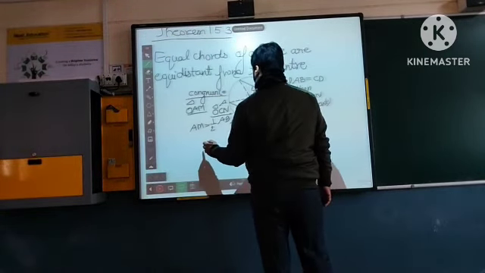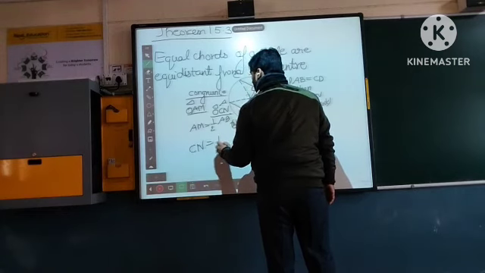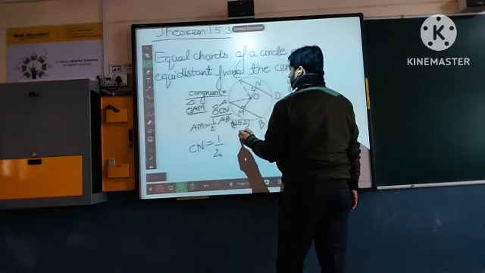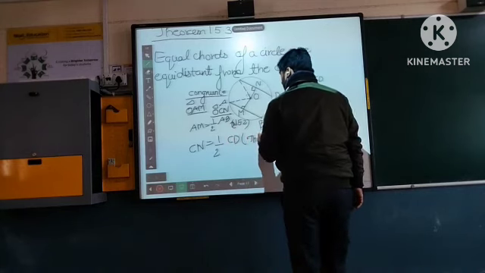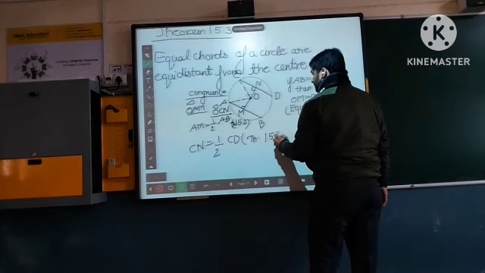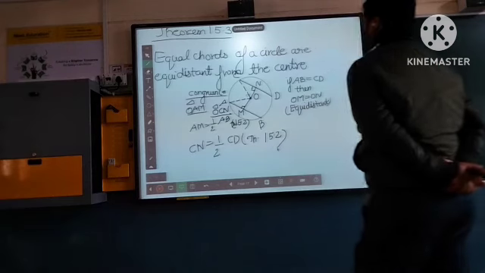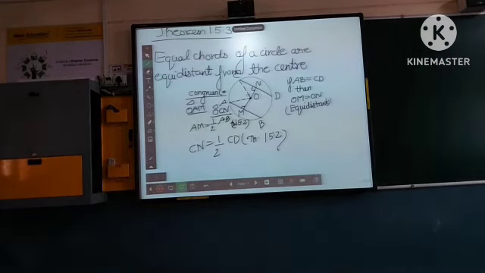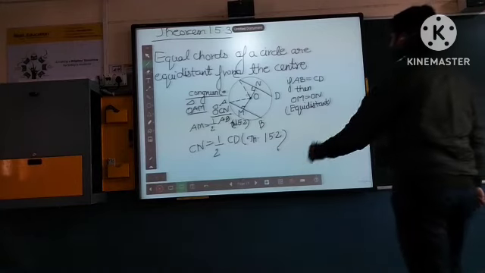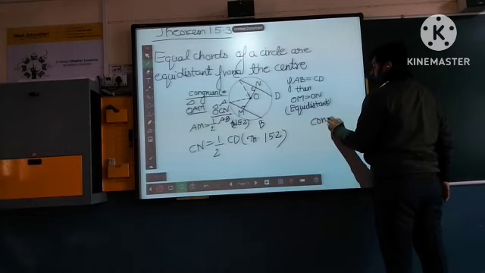So OM is perpendicular to AB and ON is perpendicular to CD. So CN equals what? Half CD, again using theorem 15.2. And not only AM equals half AB and CN equals half CD, AM and CN also are equal. Why? Because AB and CD are equal. So that is how we have got the two sides being equal.